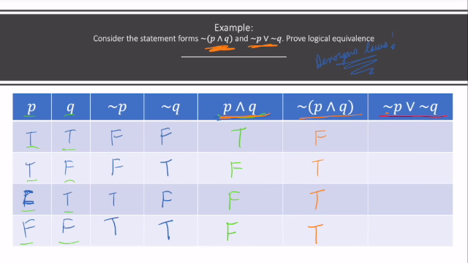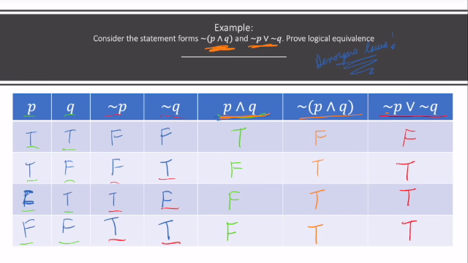Well, I'm going to look at the 2 columns, not P and not Q, and I have not P or not Q. Remember, or is true if one or the other is true or both of them are true. So I've got false and false, which gives me a false, false and true, which gives me a true, true and false, which gives me a true, and true and true, which gives me a true.